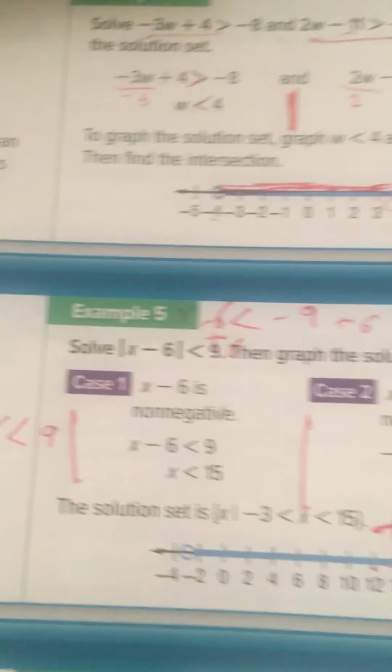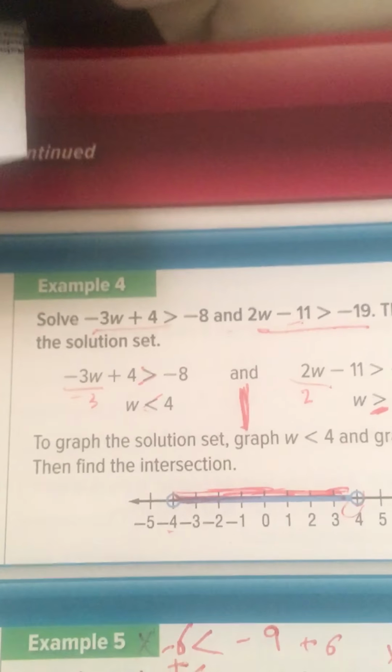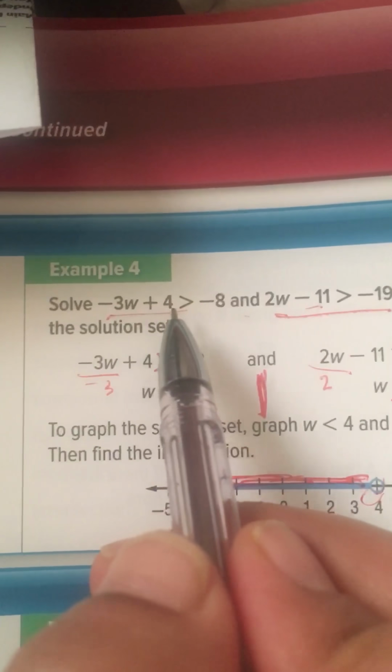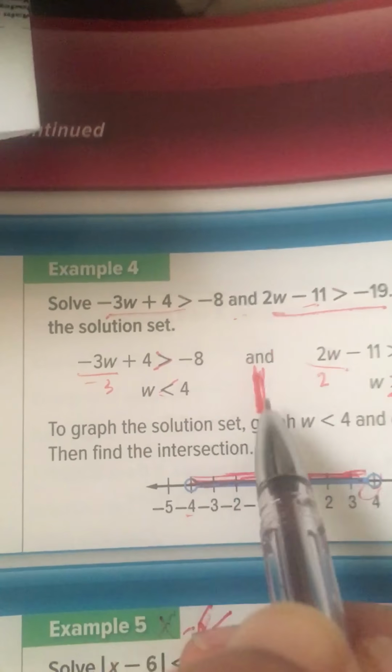Page 328. Solve, and this is an inequality with 'and'. So I can divide it into two parts.